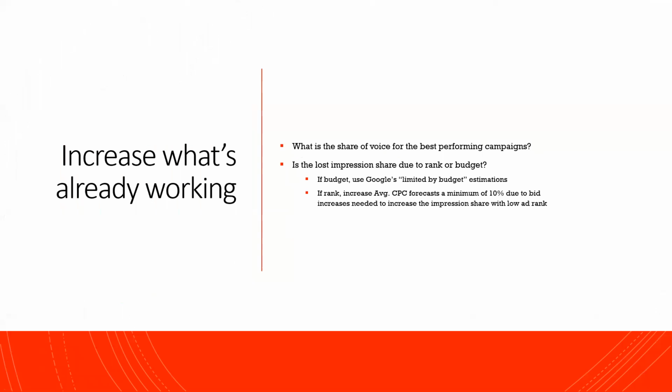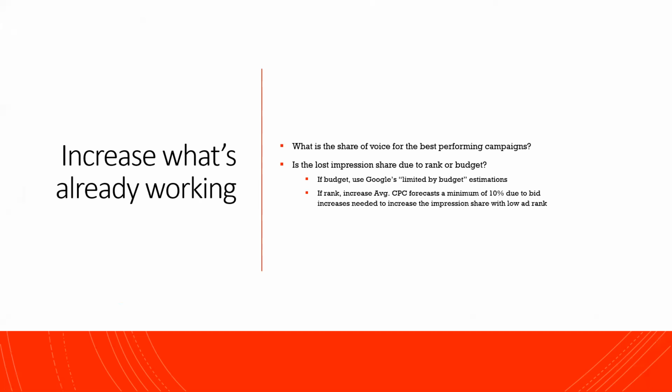All right, so step one, you want to increase what's already working. You look at the share of voice or the search impression share for the best performing campaigns. Then, depending on the lost impression share, whether it's due to rank or budget, that's where you have to increase. If it's budget, you want to use Google's limited by budget estimation. That's the fastest way. You can also manually calculate it, which I'm going to show you.